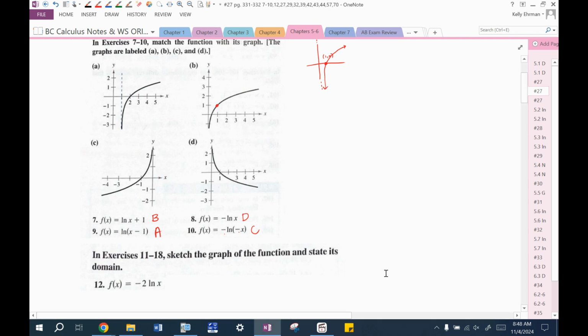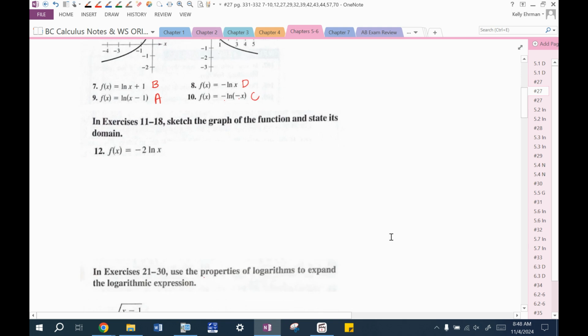All right, so sketch the graph of the function and state its domain. So for this graph, the domain you can start with, remember for any log function, the expression inside of the log needs to stay greater than 0. So only x values greater than 0 are in the domain here. There's still a point at (1, 0). There's still a vertical asymptote at x equals 0.